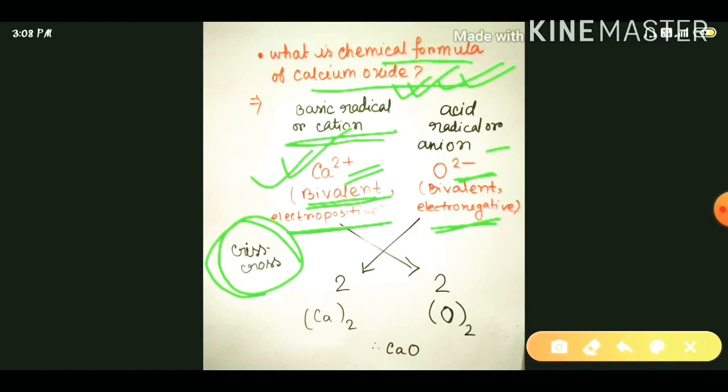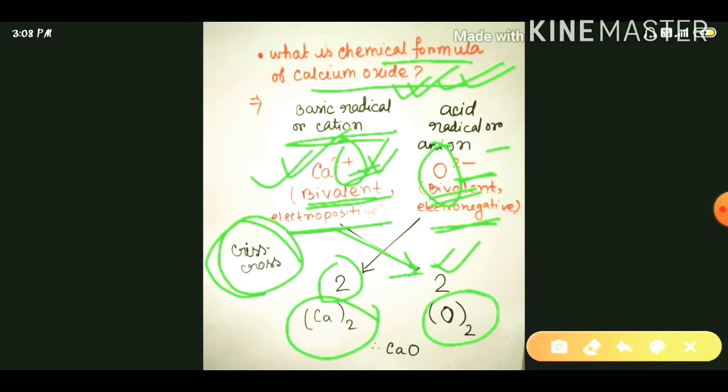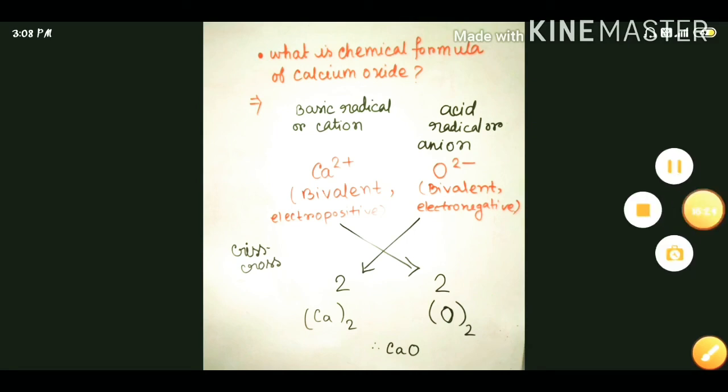So this 2 represents the presence of calcium: 2 atoms of calcium are present. And this 2 represents how much oxygen is present: 2 oxygen atoms are present. We also have to remember both have 2, so we cancel the highest common factor 2, and we get CaO. This is the chemical formula of calcium oxide.